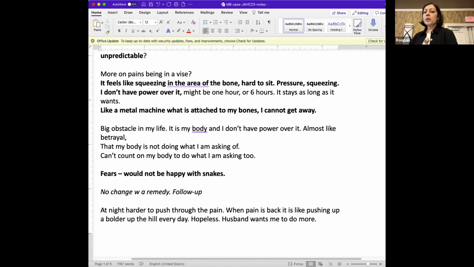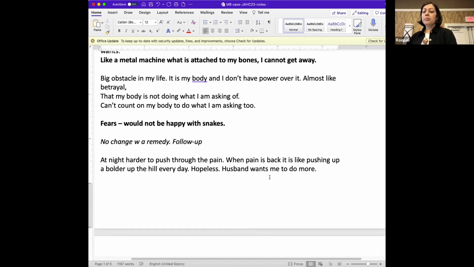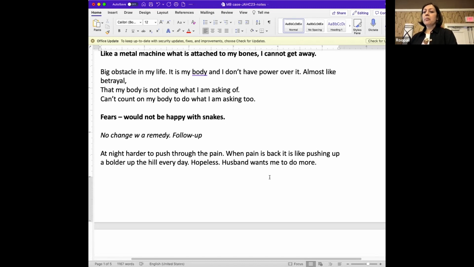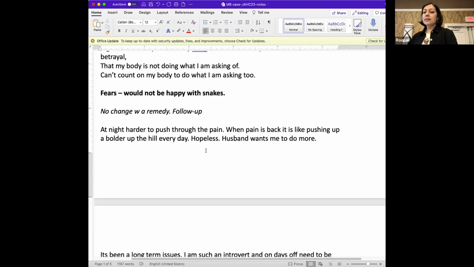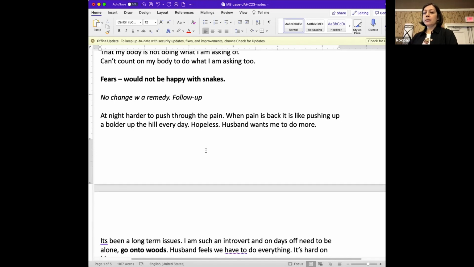So she was asked to talk about the pains being in a vice. It feels like squeezing in the area of the bone, hard to sit, pressure, squeezing. I don't have power over it. Might be 1 hour or 6 hours. It stays as long as it wants. Like a metal machine that is attached to my bones. I cannot get away. Big obstacle in my life. It is my body and I don't have power over it. Almost like betrayal, that my body is not doing what I'm asking of it. Can't count on my body to do what I'm asking.